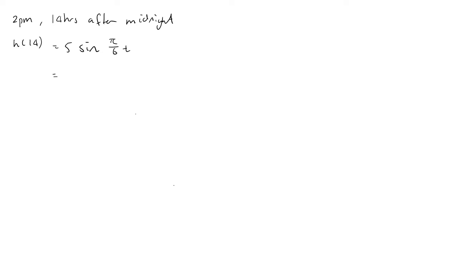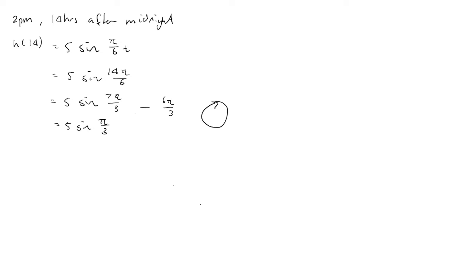So we substitute 14 into t. 5 sine 14t over 6. That's 5 sine 7 pi on 3, which is equal to 5 sine pi on 3, because 6 pi over 3 is a full rotation of the unit circle, so we end up where we were. That's why we could just subtract this from that to get pi over 3.